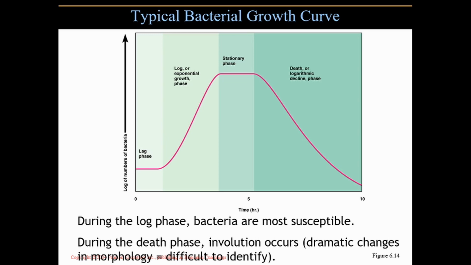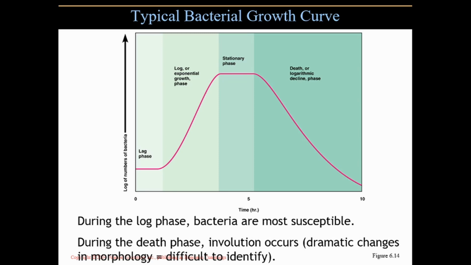During the log phase, the exponential growth phase, bacteria are most susceptible because they are so metabolically active. There are so many of them, and that becomes the primary function of the bacteria during the log phase. So they're most susceptible. Susceptible to what? To disinfectants and antibiotics and antimicrobials.